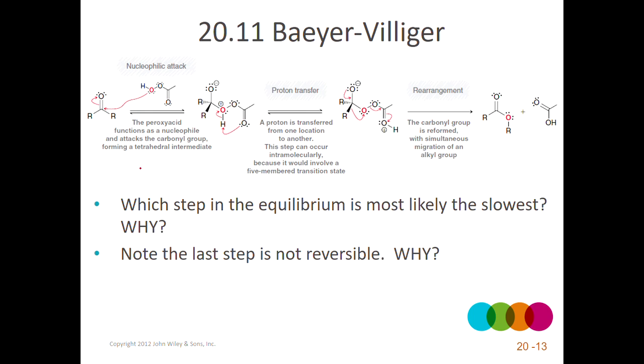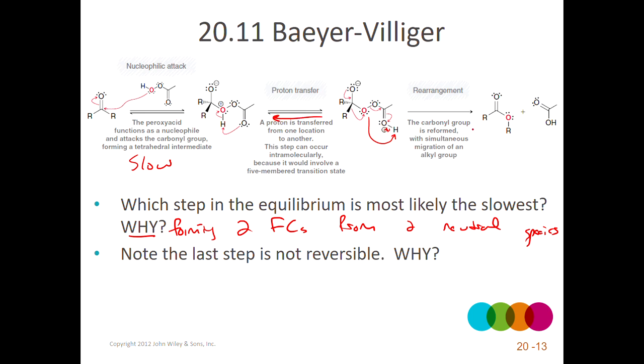We talked about this one being the slow step. Why is it? Because we're forming charges. Forming two formal charges from two neutral species. And while this step is reversible because this oxygen could pick that proton back off and go back in the reverse direction, the last step is not reversible.